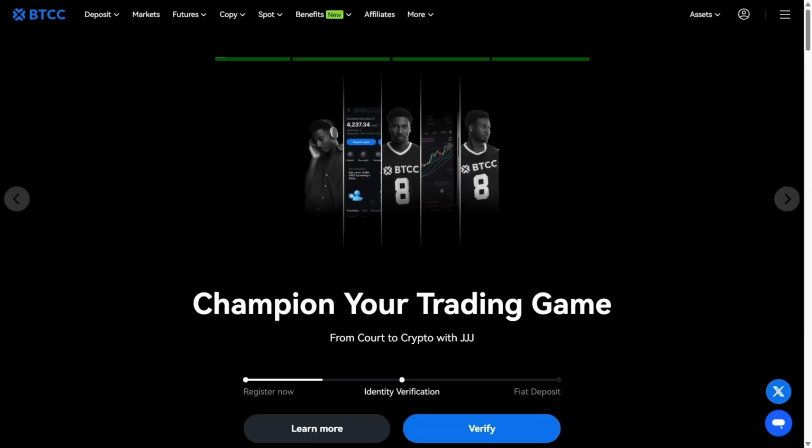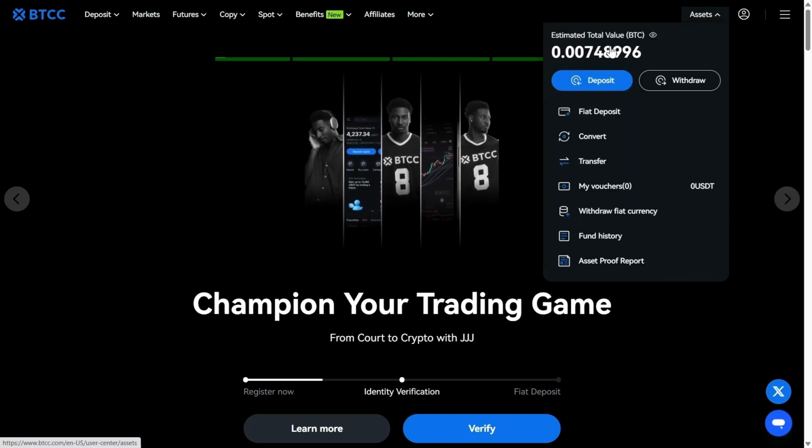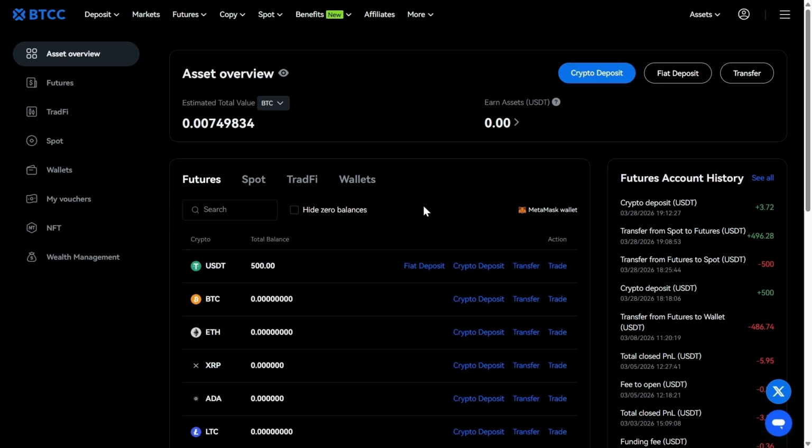The first thing we want to do is make sure that our funds are in our futures account. So we're just heading to our assets, and we can see that our USDT is in our futures account. If you're not sure how to deposit crypto into your BTCC account, we do have a video on that. So I'll go ahead and leave a link to that video in the description.